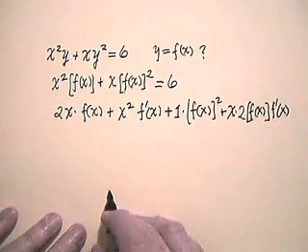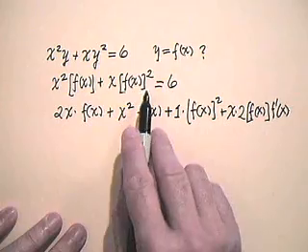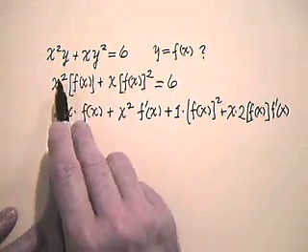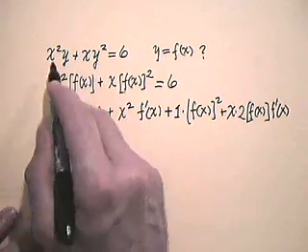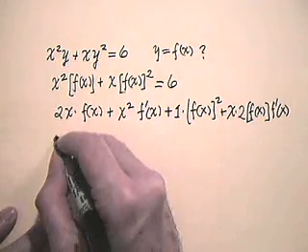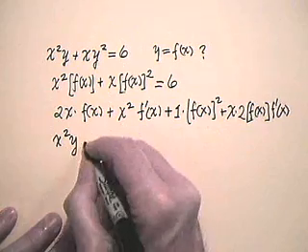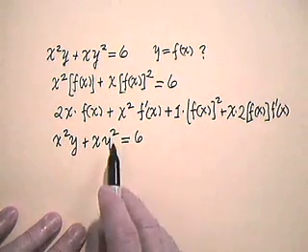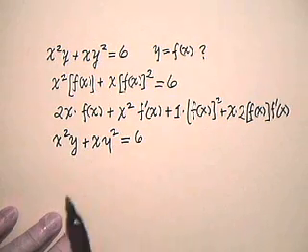Now, let's do this again on the left side, but this time instead of replacing the y by f of x, I'm going to work directly on the original expression. It has fewer symbols. x squared y plus x y squared equals 6. Let's differentiate the left-hand side.